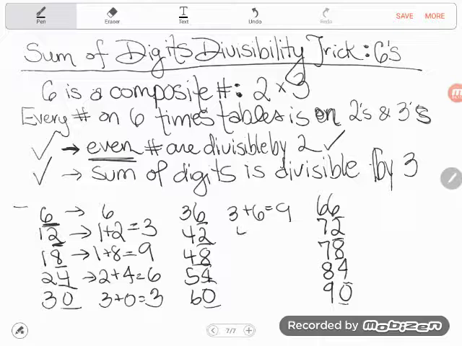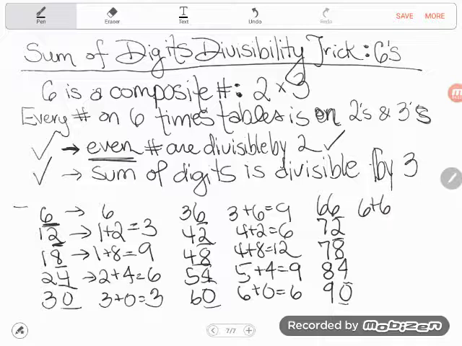So what I'm seeing here is that all these numbers on the 6 times tables obey the divisibility rules for both the 3's and the 2's, meaning they're divisible by both 3 and 2. Of course, because they're composite numbers. And I could keep going, but I think that you see my point. Every single number I got is on the 3 times tables.